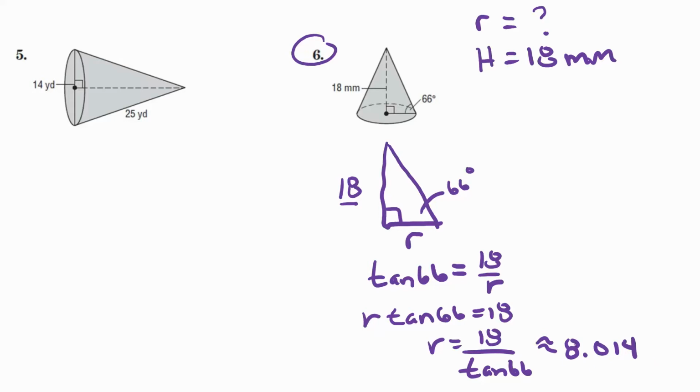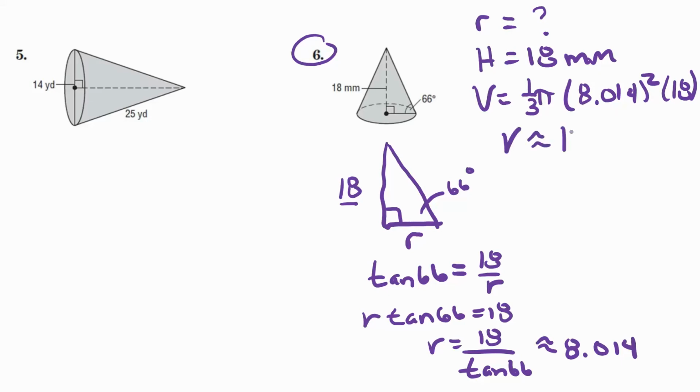So volume would equal 1/3 pi radius squared times the height. And that would give us an answer approximately 1210.6 millimeters cubed.